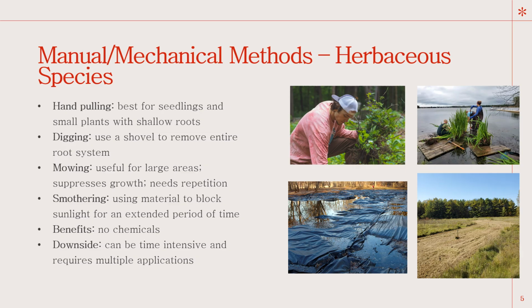Mechanical and manual methods for herbaceous species are quite similar to the woody invasives. You can hand pull small seedlings or plants with shallow roots. Again, you want to get in there early, prevent it from becoming a problem before it starts. You can do digging. Again, you want to use a shovel to remove the entire root system. It's very physically demanding for some species like grasses, irises, other things like that.